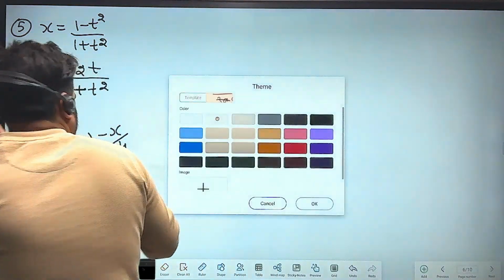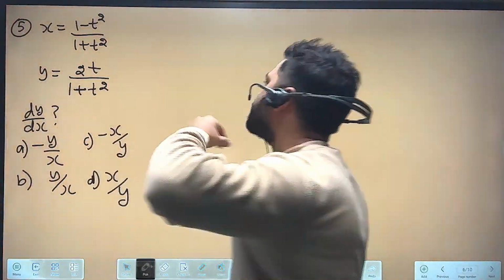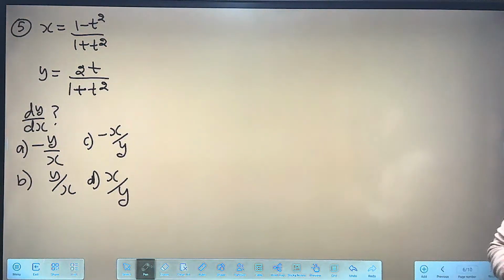This is the fifth question and the last question. How to solve this? In this question, x is given as (1 minus t square) by (1 plus t square), and y is also given as 2t by (1 plus t square). We need to find dy by dx.